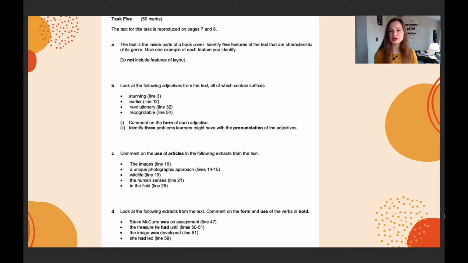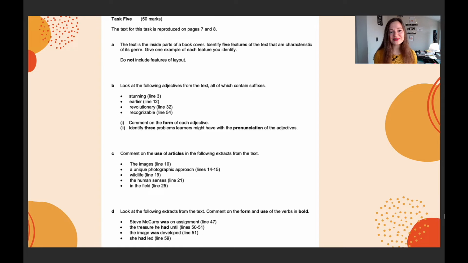Now let's have a look at earlier. We can easily notice that this is the comparative form of the adjective early. We added suffix -er to early and y changed into i. That's what we can notice easily. Let's go to revolutionary. It was created with the help of a countable noun, revolution, and suffix -ary. Suffix -ary can be used as noun suffix. And finally, recognizable. Recognizable was created with the help of the verb and the suffix -able. And finally, we can also notice the drop of final E, which is also important to mention.